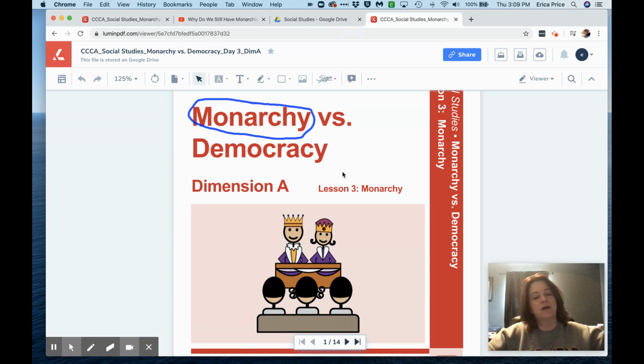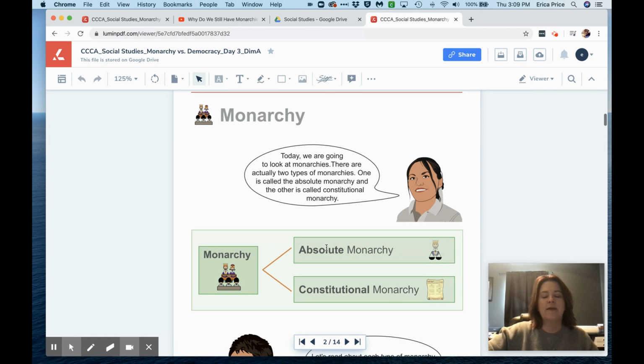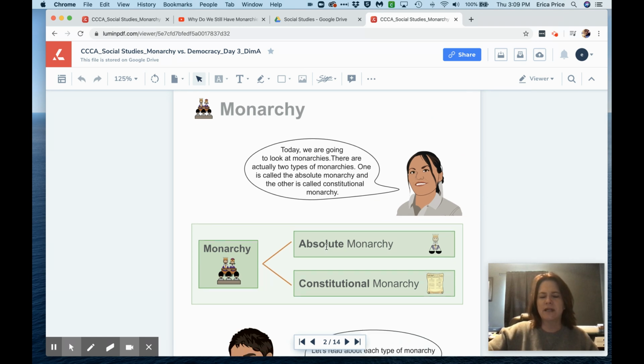We're going to be talking about the different types of monarchies. We're going to look at a little book and discuss some different countries and whether they have an absolute or a constitutional monarchy. So since I've said that, absolute and constitutional, let's jump in and figure out what an absolute monarchy and a constitutional monarchy happen to be.